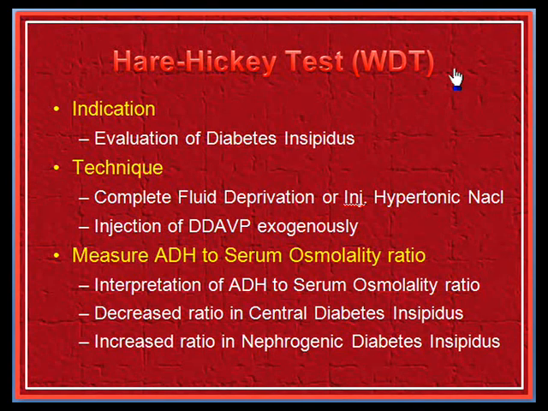The interpretation of this plasma ADH to serum osmolality ratio has to be done as follows. Decreased ratio occurs in central diabetes insipidus; there will be an increase in the ratio in nephrogenic diabetes insipidus. In other words, the test will not be positive in nephrogenic diabetes insipidus, the test will be positive in central diabetes insipidus. No response in NDI and positive response in CDI.